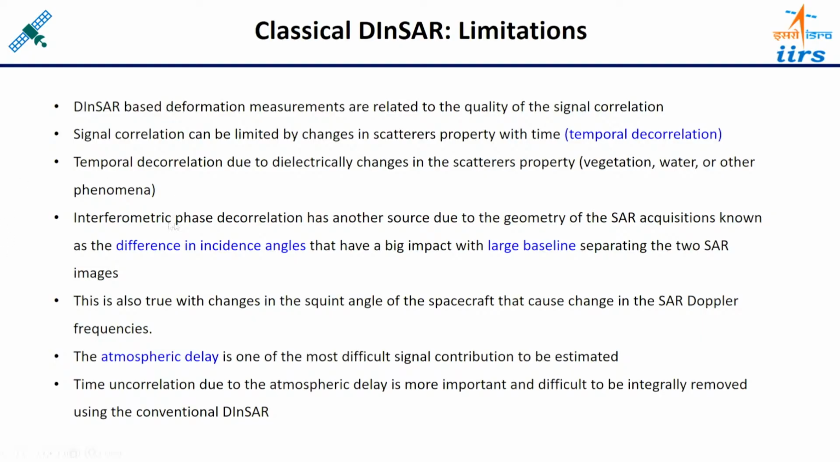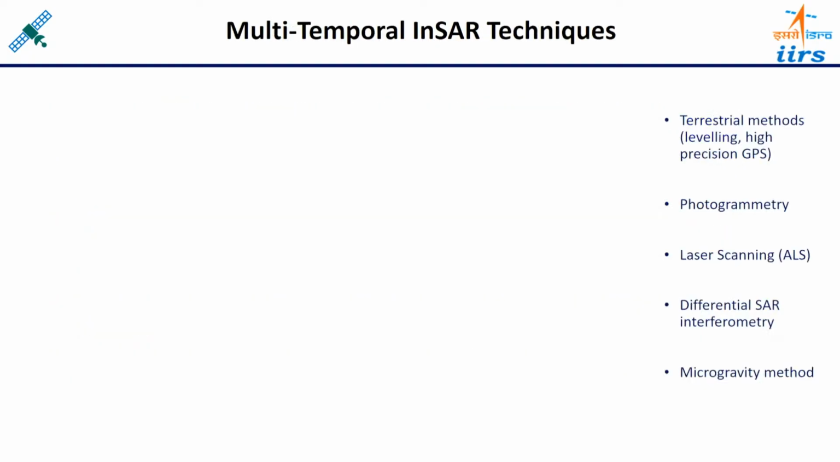Okay, so interferometric phase decorrelation has another source due to the geometry of the SAR acquisition, known as the difference in incidence angles, and that may have a big impact on large baselines or spatial baselines. An atmospheric delay is another limitation, because we are not able to do atmospheric corrections very precisely in the InSAR techniques. So these are a few limitations.